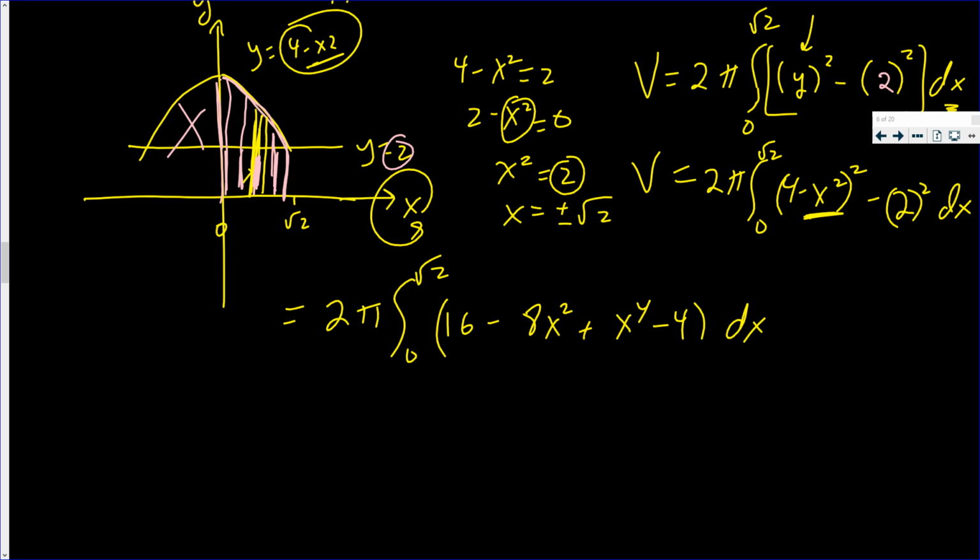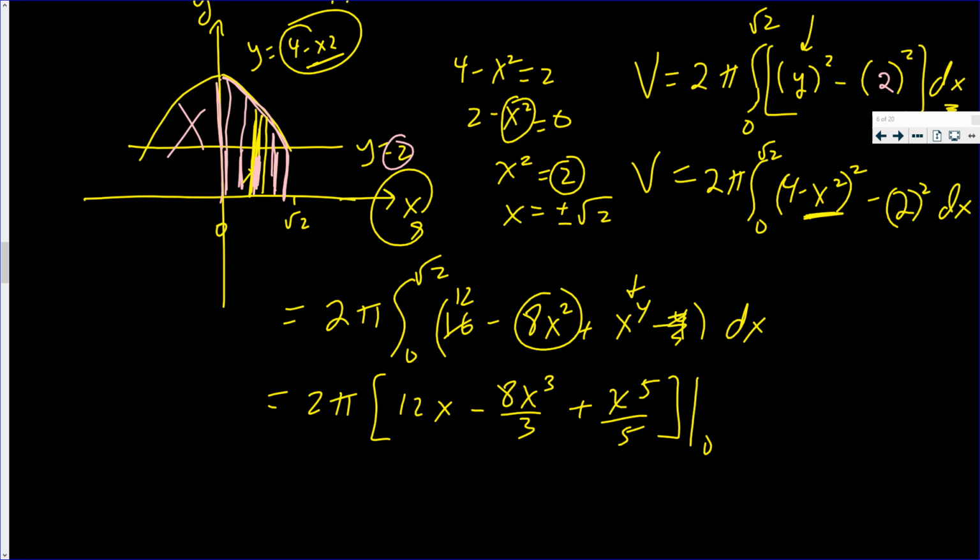So the antiderivative part will be the integral of 12 dx is 12x minus the integral of that is 8x cubed over 3 plus the integral of x to the fourth is x to the 5 over 5 from 0 to radical 2. Again, all the numerators have an x and the denominators do not, a factor of x. So when you plug in 0, you're just going to get 0.